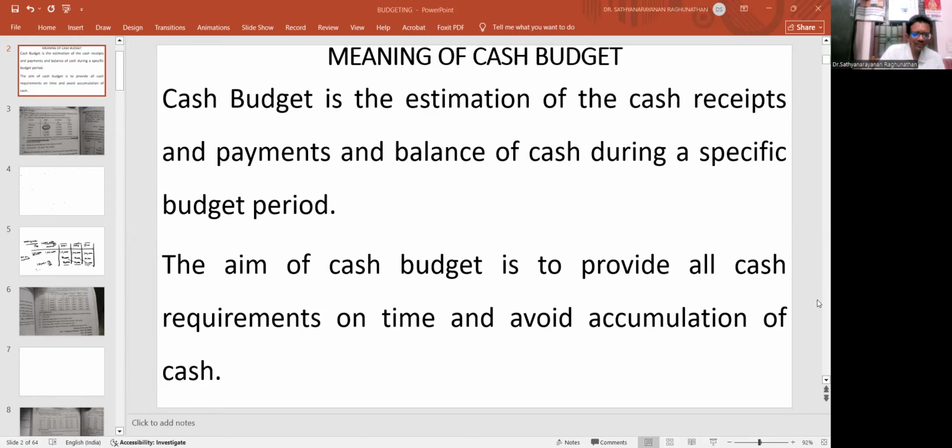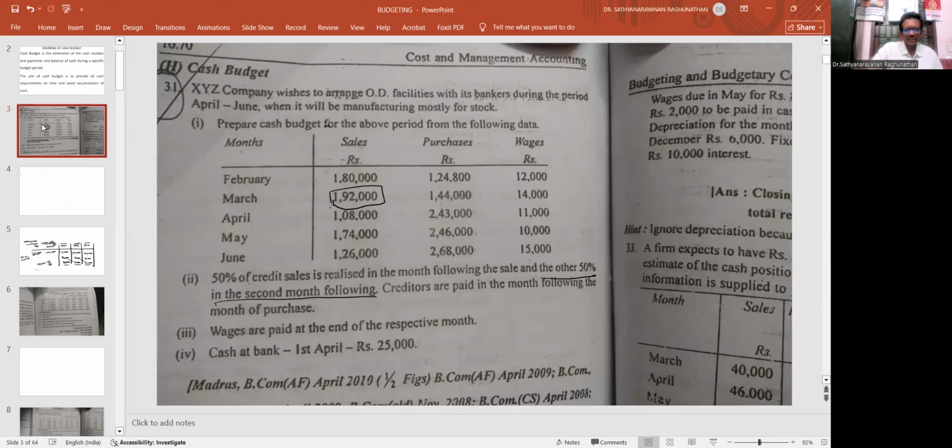Now, let us move on to the problem. Please see this problem. XYZ company wishes to arrange OD facilities with its bankers during the period April to June, when it will be manufacturing mostly for stock. Prepare cash budget for the above period from the following data.